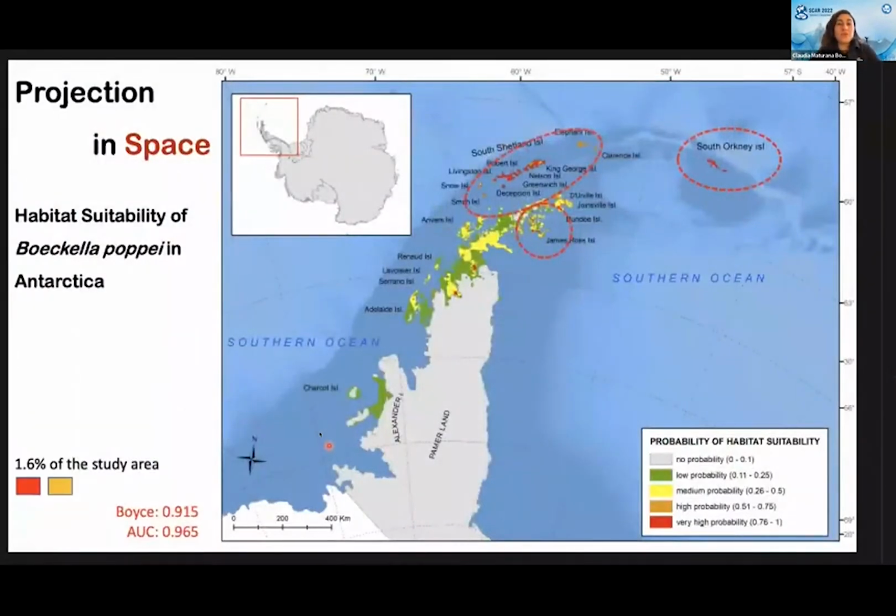Here are the results for the maritime Antarctic projection. The high and very high probability of habitat suitability is concentrated in 1.6% of the study area, which is focused on the South Orkney Islands and the South Shetlands, in the east part of the Antarctic Peninsula, close to or surrounding James Ross Island.